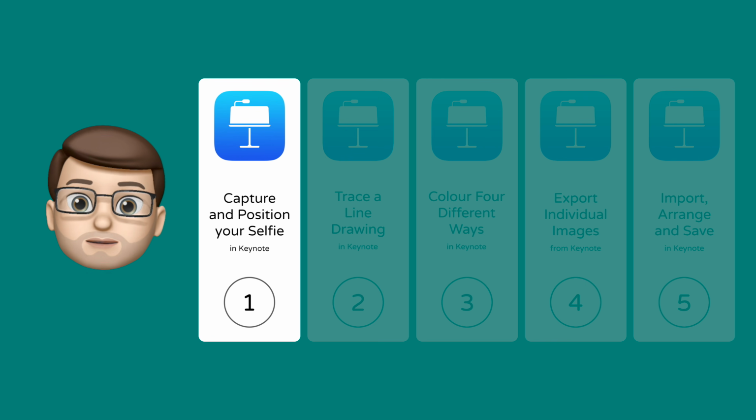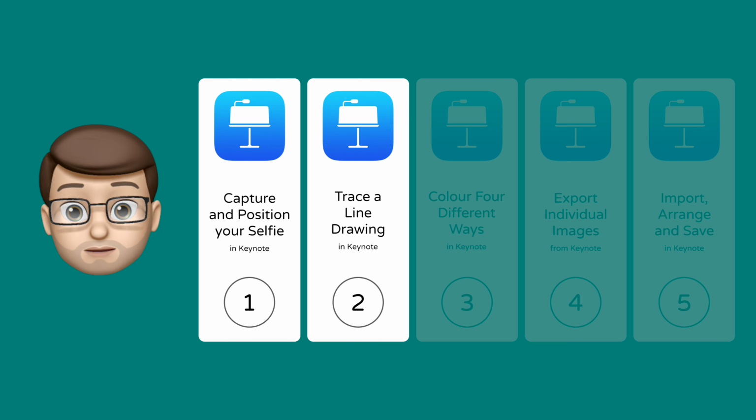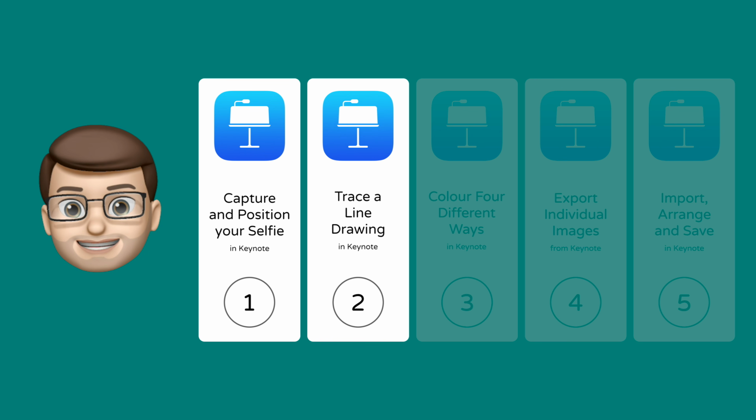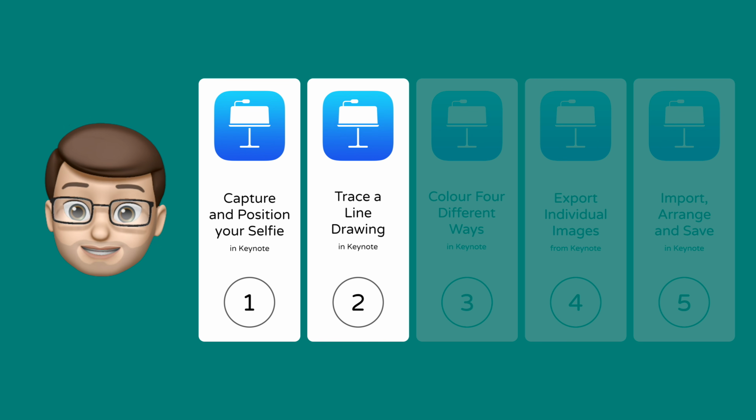To do this, we're going to use the Keynote app on our iPads and we're going to follow 5 simple steps. In step number 1, we're going to take a selfie using the camera in Keynote, and we're then going to reposition it and lock it on the page. In step number 2, we're then going to take that locked picture and we're going to use our Logitech crayon or the Apple Pencil to then trace around the edge of our face.